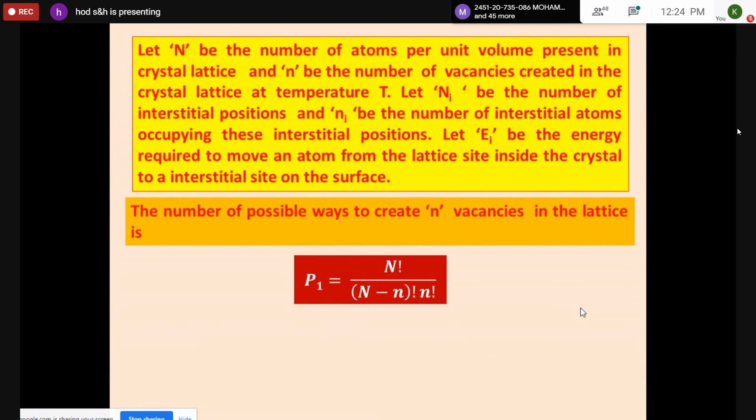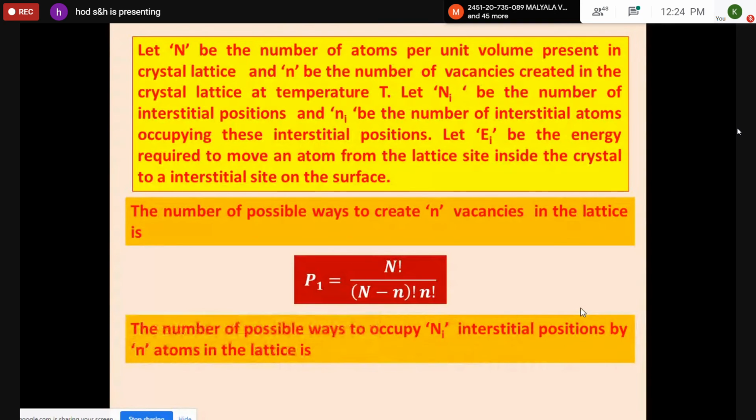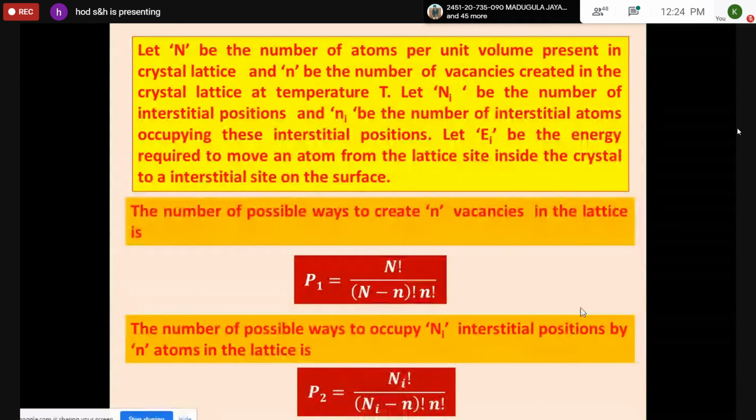Probability is directly proportional to the number of ways, with a proportionality constant. So we are neglecting the proportionality constant; you should understand that here. This is the expression for the number of ways to create n vacancies. Similarly, the number of ways to occupy Ni interstitial positions by n atoms or ions is represented by P2, given by Ni factorial by Ni minus n factorial into n factorial.